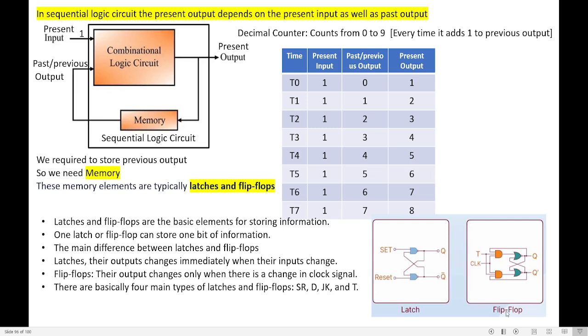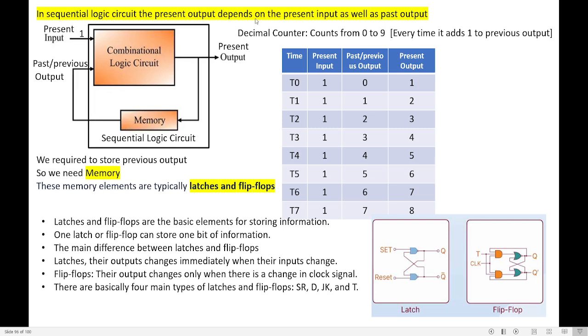Latch and flip-flop both are memory elements used to store single bit information. Whereas in latch there is no clock. The output of a latch changes whenever there is a change in inputs. Whereas in flip-flop the output changes whenever there is a change in clock signal. That is the elementary difference between latch and a flip-flop. Any one of them, either latch or flip-flop, is used as a memory element to store the output.